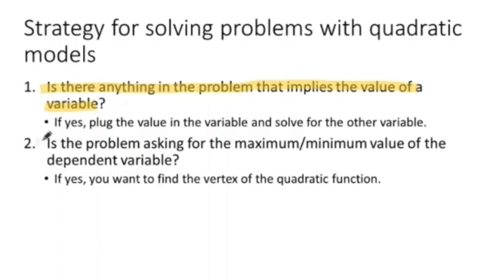The second thing we want to look for is whether the problem is asking us for the minimum or the maximum value of the dependent variable. Whenever we're trying to find the maximum or minimum of the dependent variable, we're going to associate that with the vertex. One of the special characteristics of a parabola is that it has a highest or lowest point. So it does allow us to figure out maximum values of a model. So always read your problem very carefully, trying to identify one of these two scenarios. That way we can solve the problem accordingly.